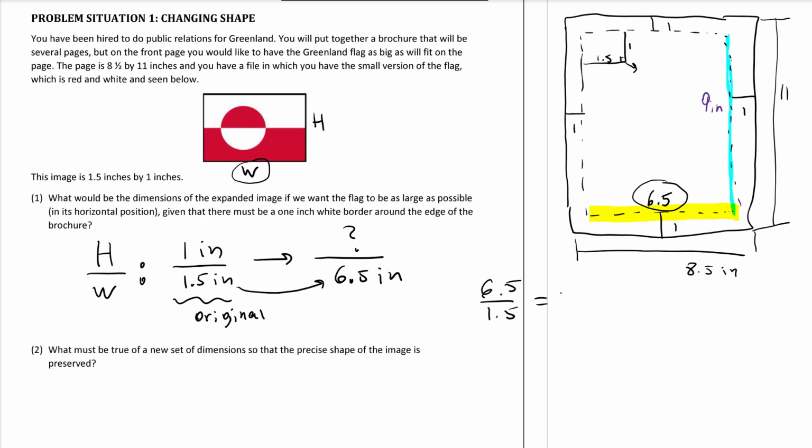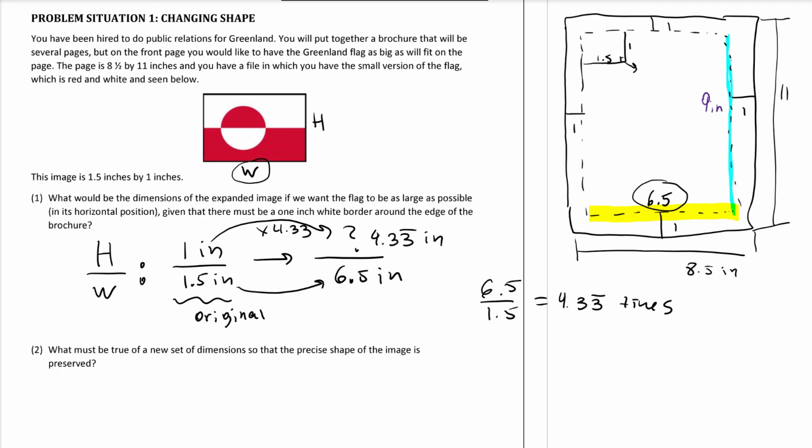So it becomes 4.333, and it's repeating. So that's how much bigger you're making this image to be, 4.33 times. And whatever you do to the denominator, you should also do to the numerator. You should enlarge the height also to be 4.333 times bigger. And 1 times 4.333 will give us 4.333 of an inch.